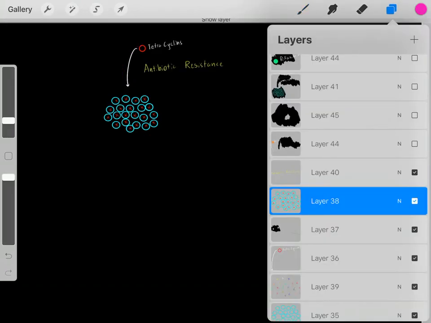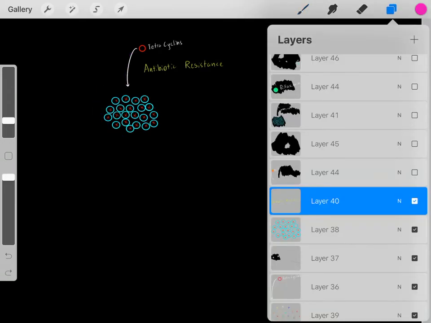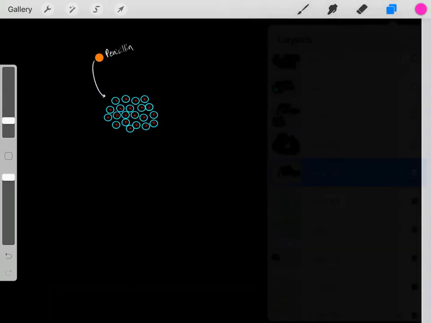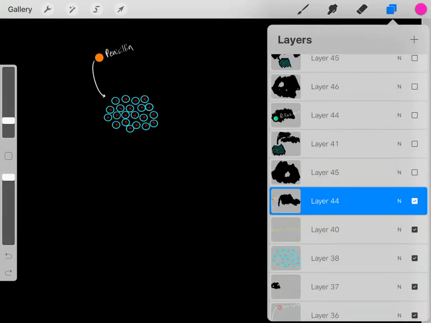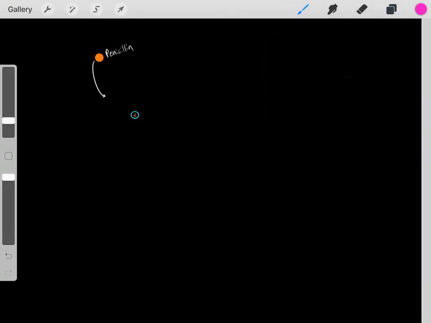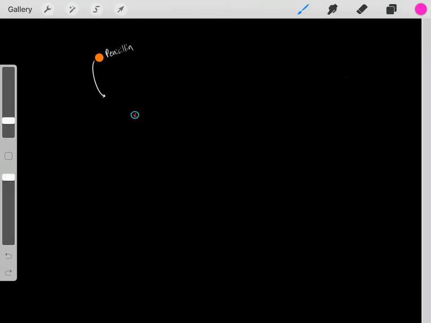So this is bad. This is antibiotic resistance. These bacteria are resistant to tetracycline. So what do we do? Well, now let's try another antibiotic. Let's give them penicillin. What's going to happen? We know we're going to kill most of the bacteria, but let's say just by chance, this bacteria happened to have a mutation that gave it a different enzyme that made its cell wall. So maybe this bacteria is resistant to penicillin.